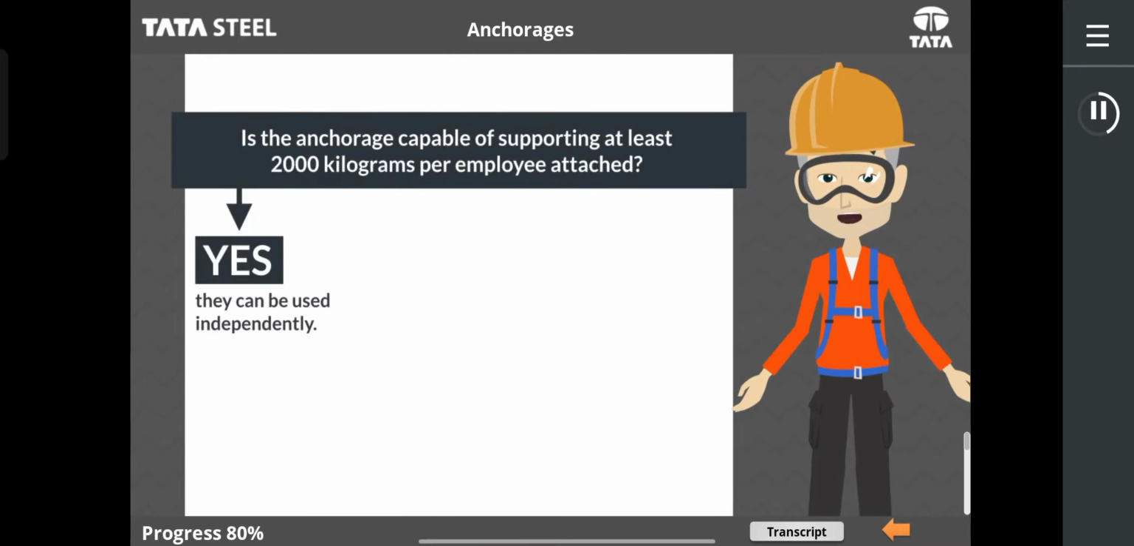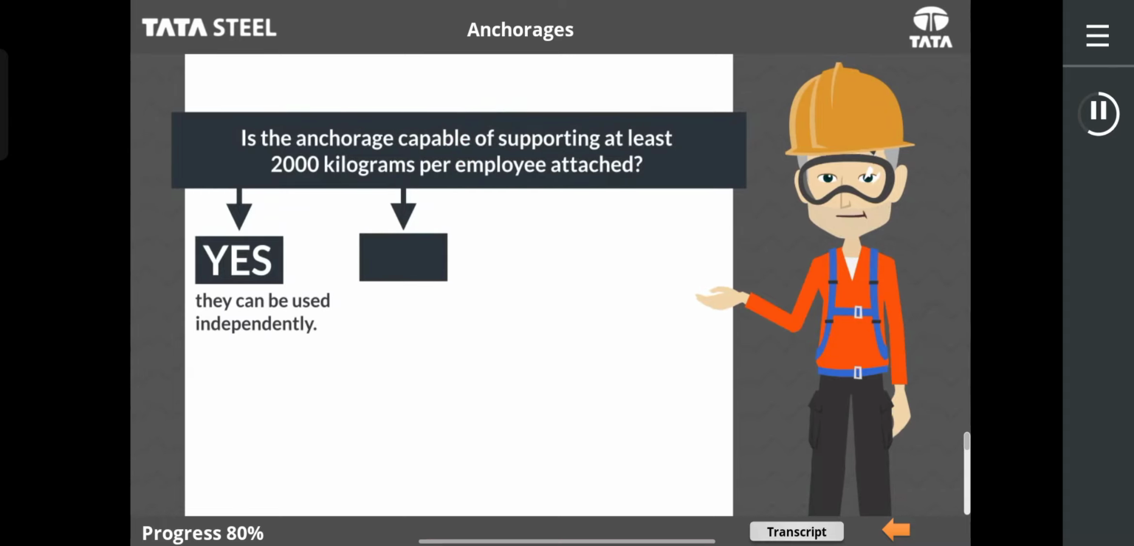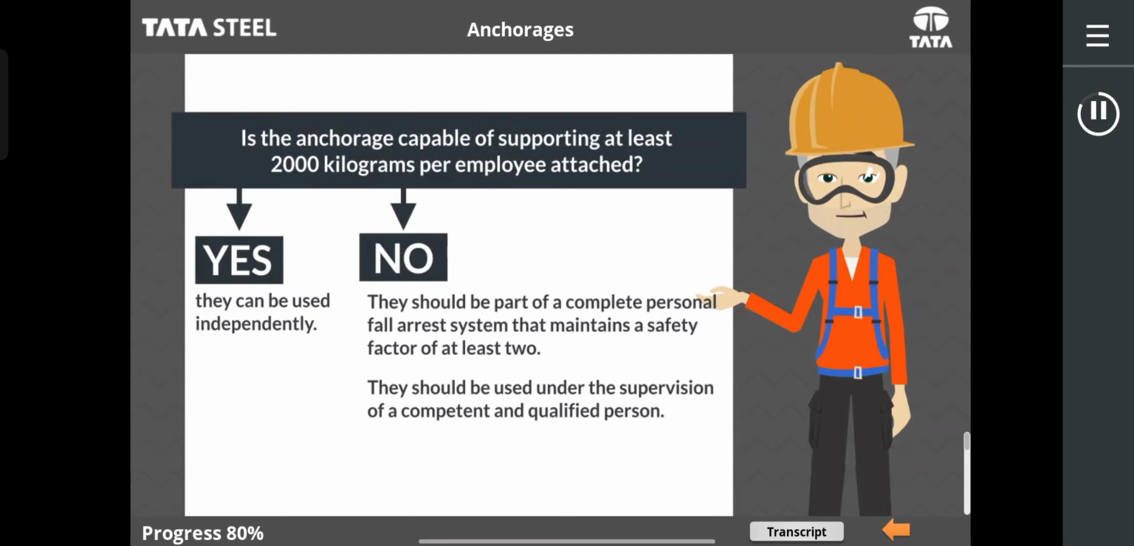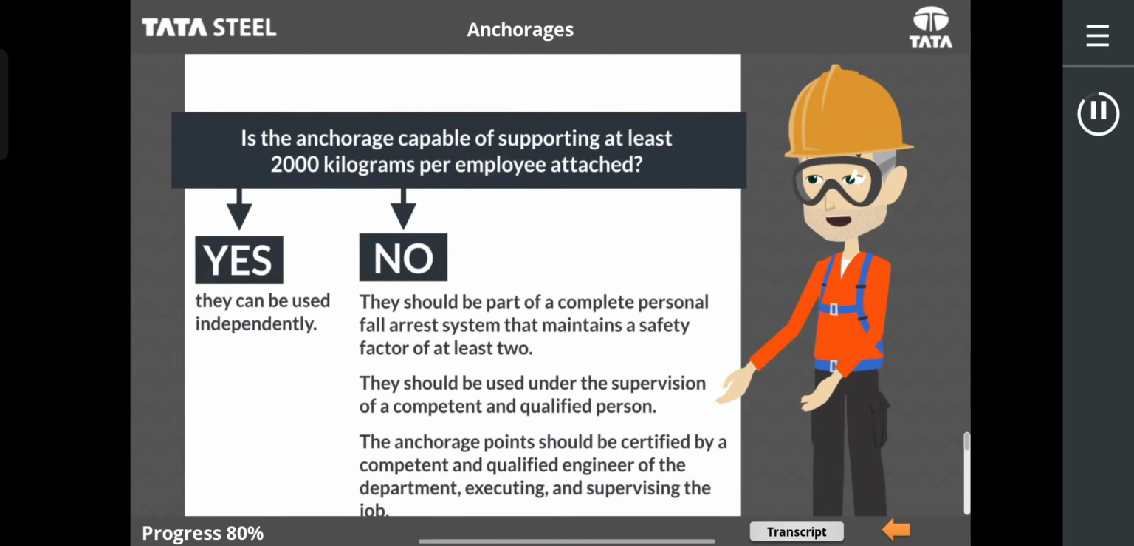Anchorages must be capable of supporting at least 2,000 kilograms per employee attached. If they are not, then they should be designed, installed and used as follows. They should be a part of a complete personal fall arrest system that maintains a safety factor of at least 2. They should be used under the supervision of a competent and qualified person. The anchorage points should be certified by a competent and qualified engineer of the department, executing and supervising the job.